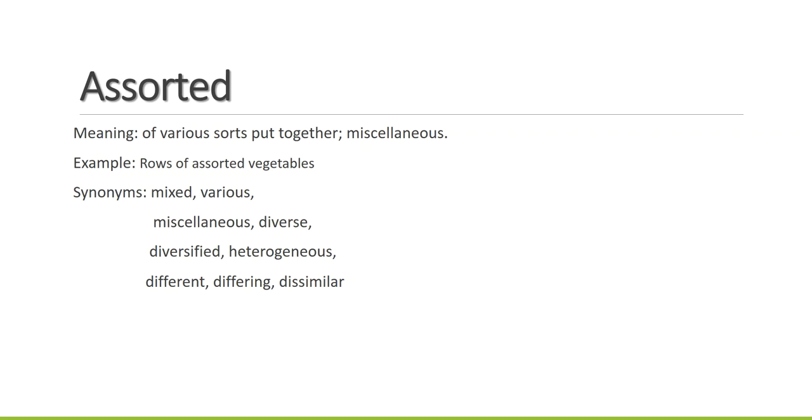And the next one is assorted, meaning of various sorts put together, miscellaneous. Example: rows of assorted vegetables. Synonyms are mixed, various, miscellaneous, diverse, varied, heterogeneous, different, differing, or dissimilar.